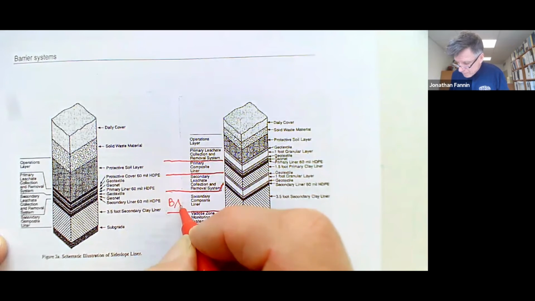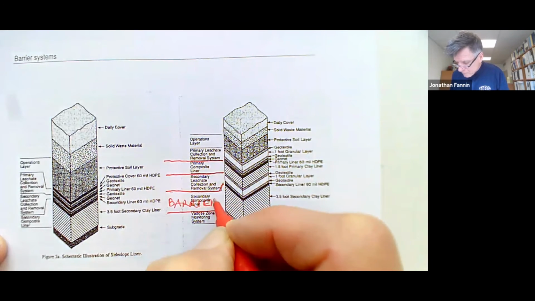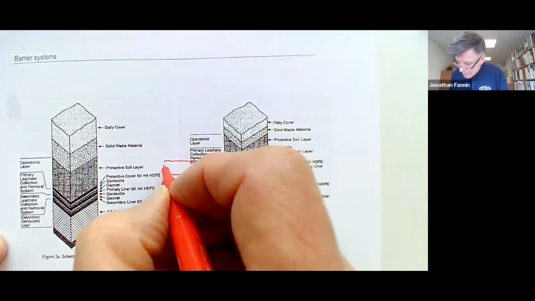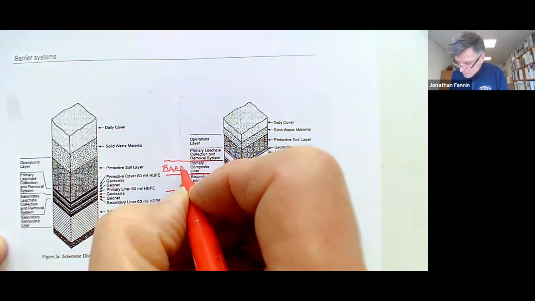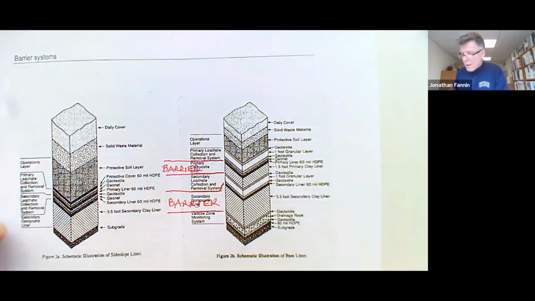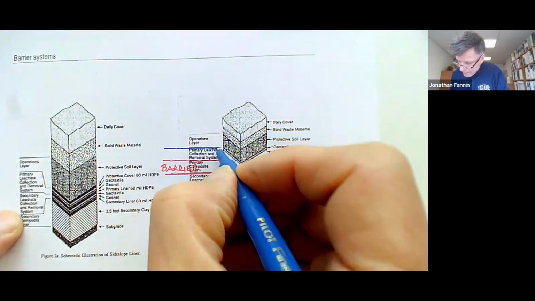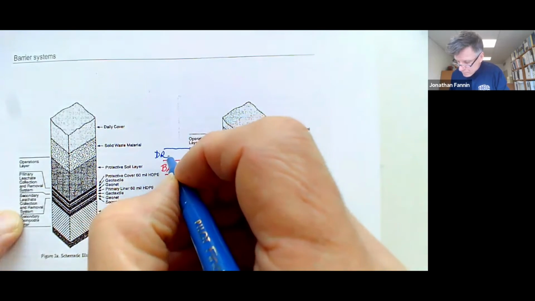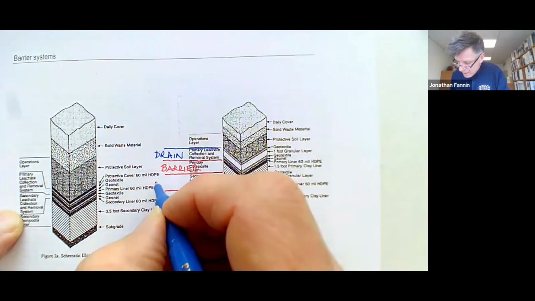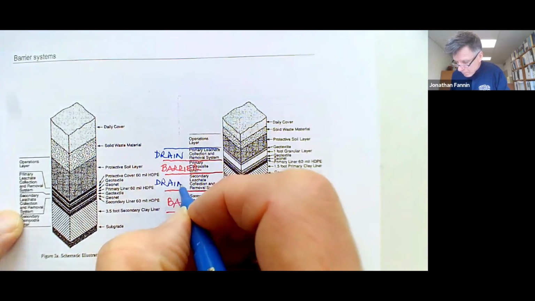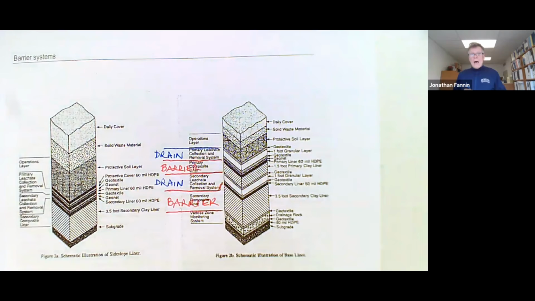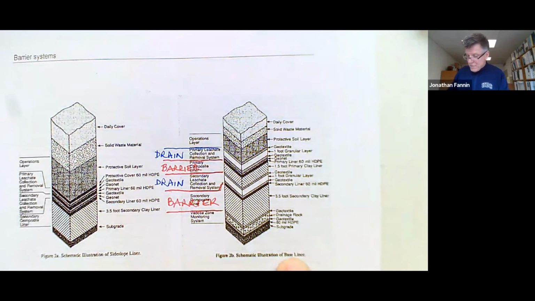So there's a barrier, and there's a barrier, and between them we have drains. There is a drain, and there is a drain. And in terms of interface, oh, maybe one point to make is, and that's along the base.